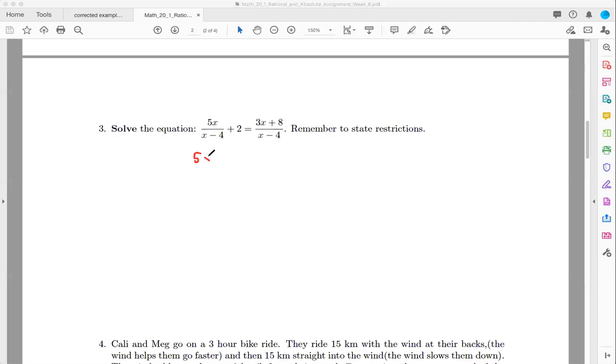So we already have 5x over x minus 4, so we don't have to change anything. It already has the correct denominator. We're going to have to multiply this 2. We wanted to have an x minus 4 on the bottom, but to keep the value of 2, we're going to put the x minus 4 on the top as well. Again, this is a clever way of multiplying by 1, right? Take the number 2, multiply it by something over the same thing. So really it's just multiplying by 1, but now it becomes a term with the denominator that we want.